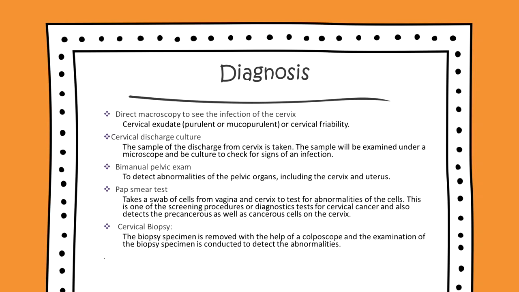Next is the pap smear test. The doctor will take a swab of cells from the vagina and cervix to test for abnormalities of the cells. This is one of the screening procedures or diagnostic tests for cervical cancer, and it also detects precancerous as well as cancerous cells on the cervix. This is the most popular test done as a part of screening for cervicitis.